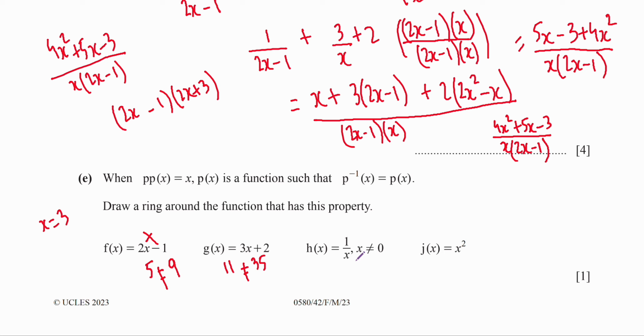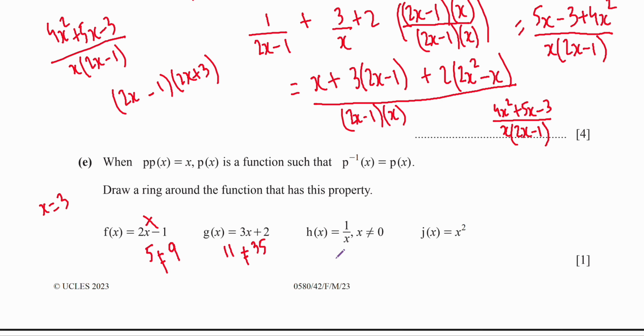Let's try this one. This one looks interesting. 1 over x. So let's put 3 into our function to get 1 over 3. And if we put 1 over 3 back into here, we would get 1 divided by 1 over 3, which is positive 3. And that is our initial input. We put 3 in, we got 1 over 3. Then we put 1 over 3 back in, and we got 3. So that means that the inverse of this function is actually equal to the function itself.